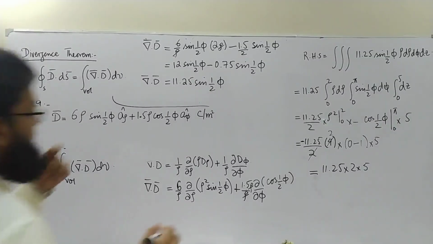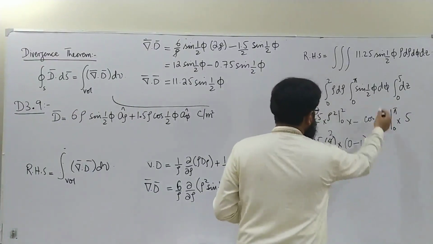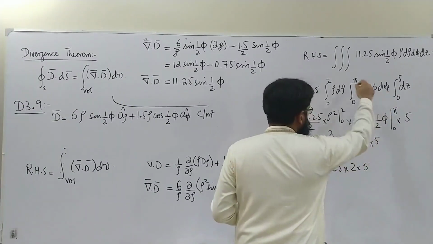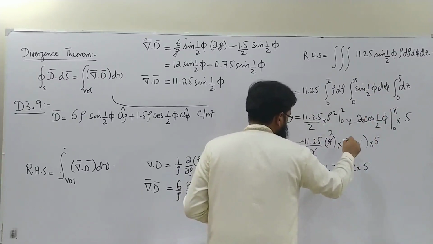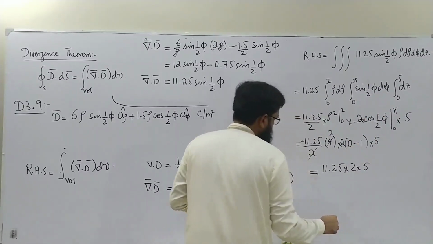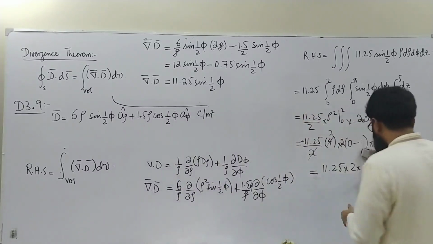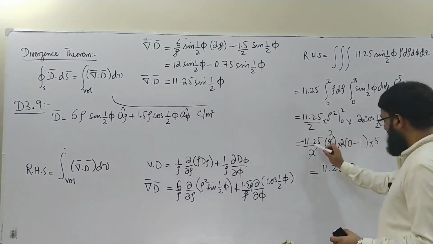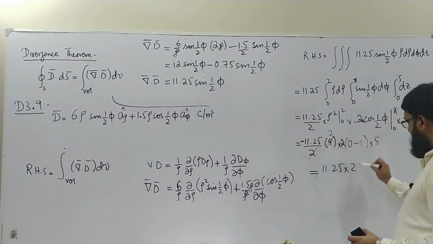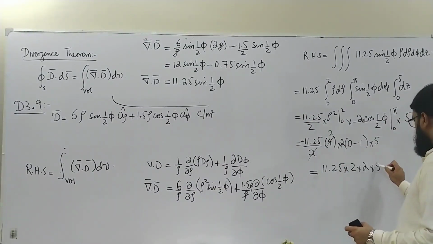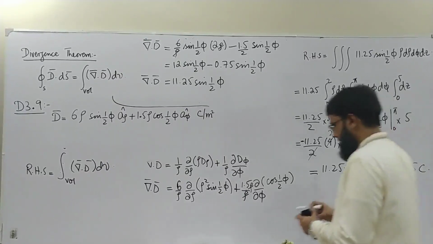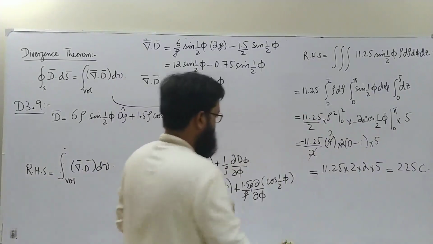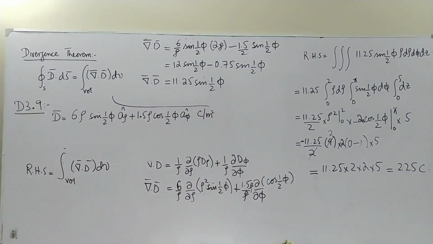Yes, caught it. What we have done is, we should multiply it by 2 while taking the integration. So it should be 2 multiplied by this. So there should be a 2 here: 11.25, 2, then 2, then 5. If you multiply it, you will get the answer 225 coulombs. Right hand side is equal to left hand side. Proven.